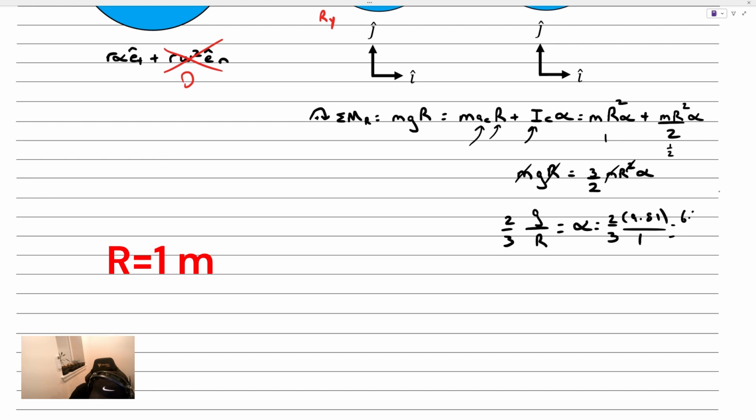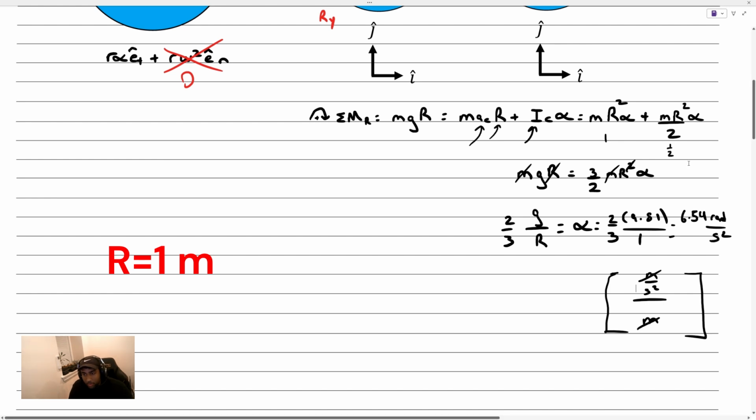Plugging in r equals 1 meter and g equal to 9.81 meters per second squared, we get 6.54 radians per second squared. Let's make sure the units are correct on that. The units of g are meters per second squared, and the units of the radius r is measured in meters. We have a dimensionless or radian term on the top, per second squared on the bottom, so this looks like the correct answer here.